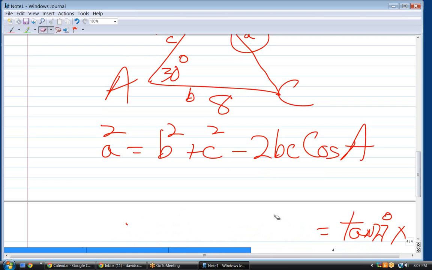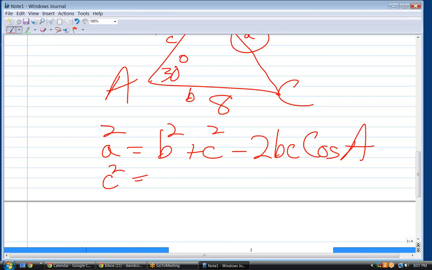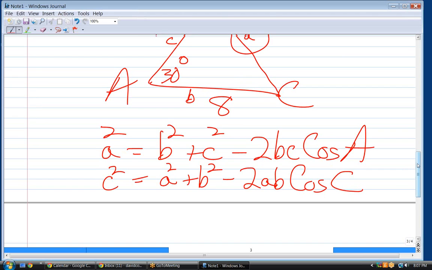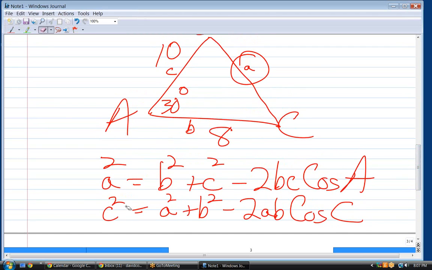And there are 3 different laws of cosines, in other words, depending on which side you're trying to solve for. If I'm trying to solve for side c, then c squared equals a squared plus b squared minus 2ab cosine of C. Do you see the pattern? Yeah. So b squared would be a squared plus c squared minus 2ac cosine of B. Okay. Well, here we're trying to solve for a. So we'll use this first equation.